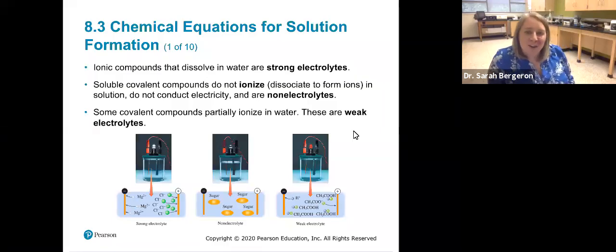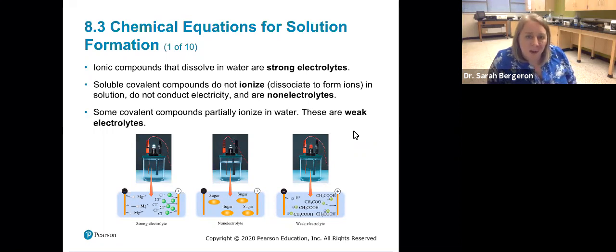All right, we are on chapter 8, section 3. And so we're going to work on writing chemical equations for solution formation. In order to do that, we have to understand that there are different ways that different substances dissolve.